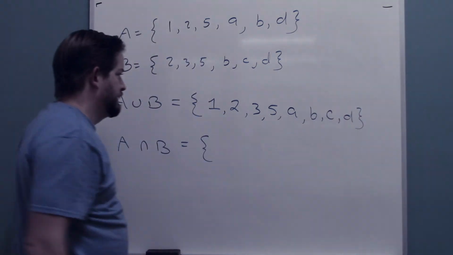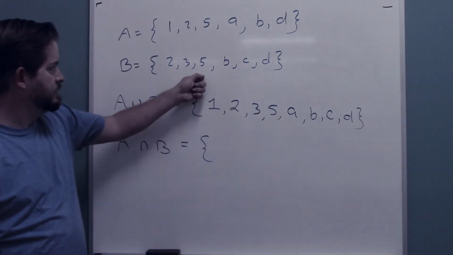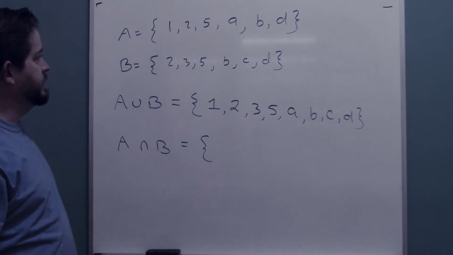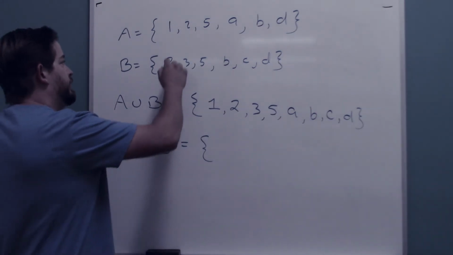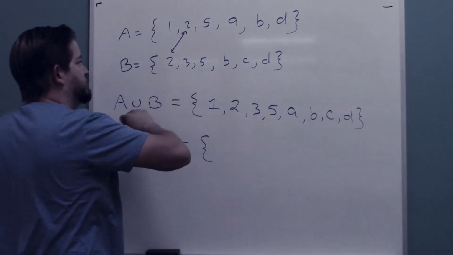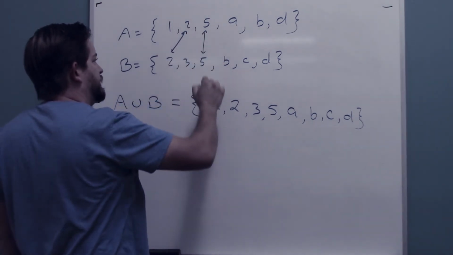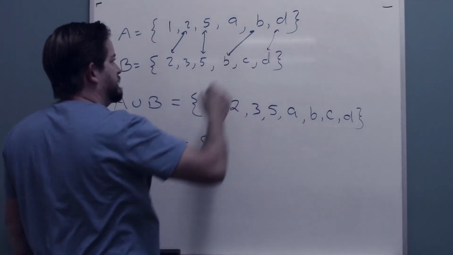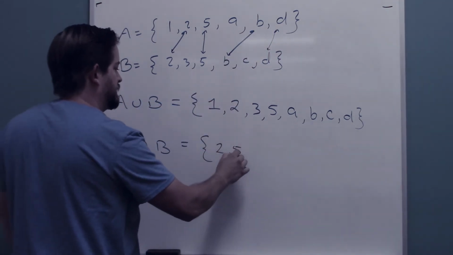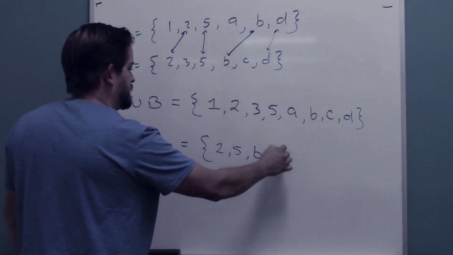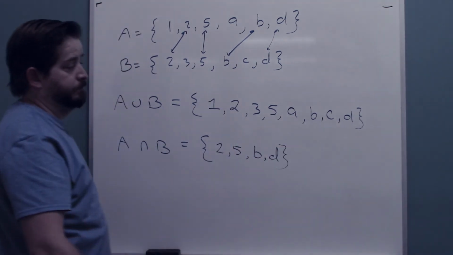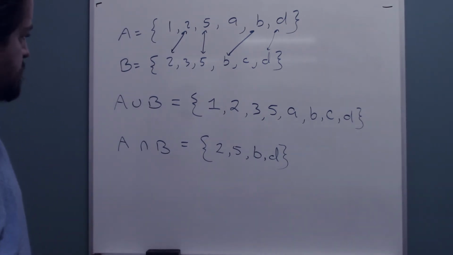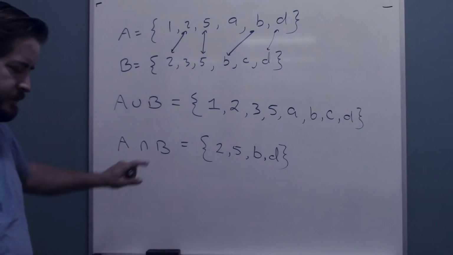Right? All of these guys are all of those guys. The intersection, however, is only the ones that appear in both. So 2, 5, B, D. And that's it. Those are my intersections and my unions and my intersections.